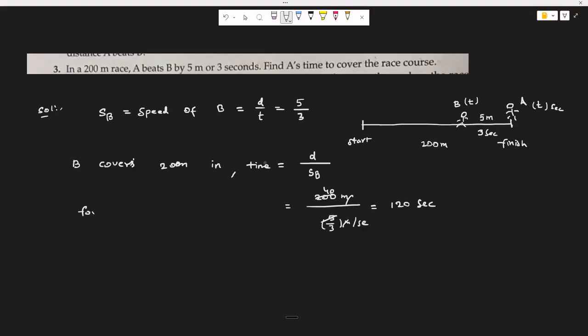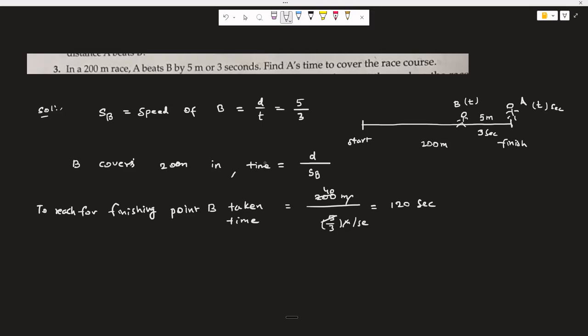Actually, to reach the finishing point, B takes time equal to 120 seconds. To reach the finishing point, B takes time equal to 120 seconds.